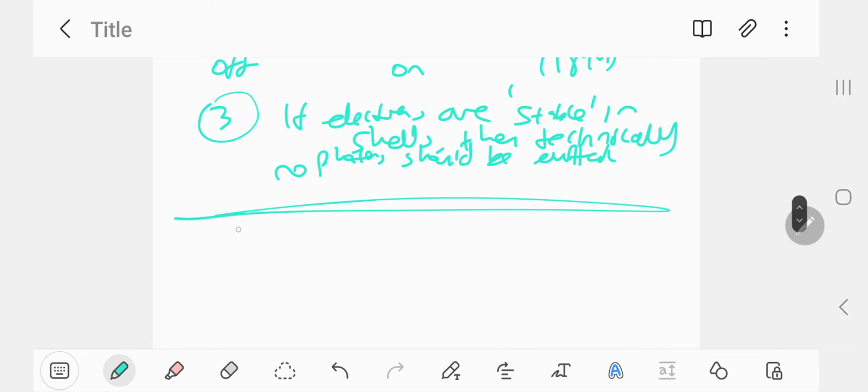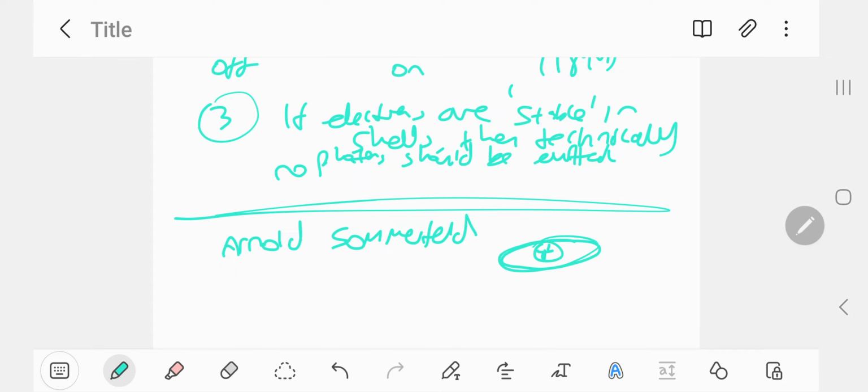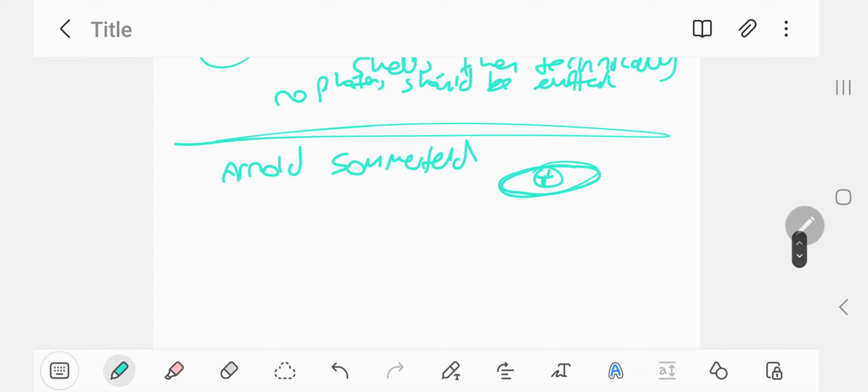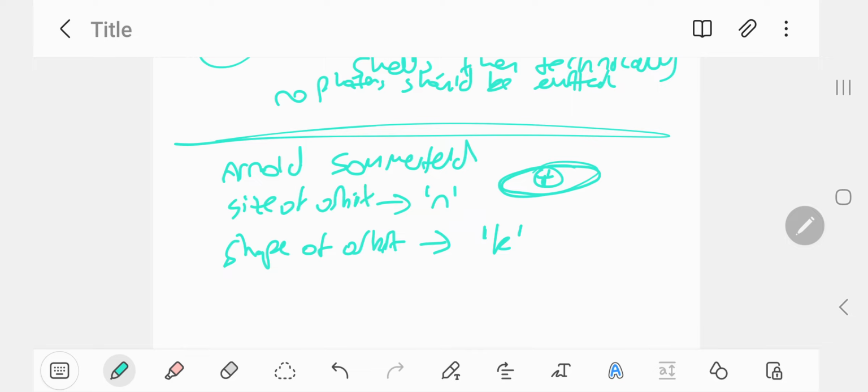An answer came from the German theoretical physicist Arnold Sommerfeld, who proposed that electrons orbit in elliptical orbits around the nucleus rather than circular orbits, as proposed by Bohr. And so you get orbits of different shape. And the shape of orbit, he gave it the symbol k. Okay, so Bohr used n to indicate size of the orbit. Okay, the bigger the orbit, the further away it is from the nucleus.